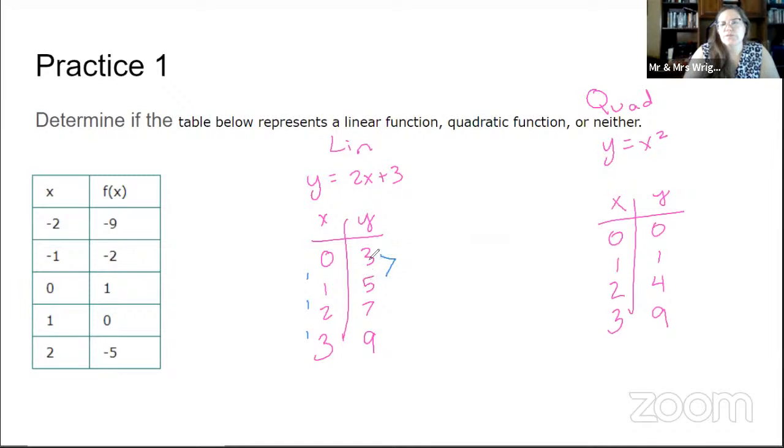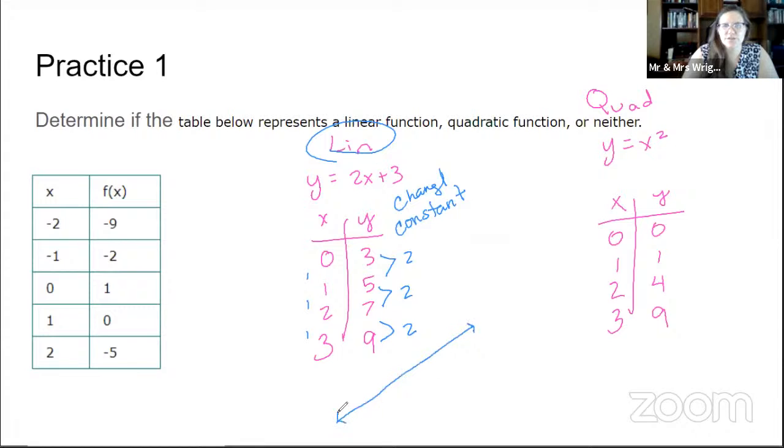So the difference between 5 and 3 is 2. The difference between 7 and 5 is 2, and the difference between 9 and 7 is 2. This is constant because it's the same number all the time. And this is our change 1. Okay, so it's our first change in these numbers, right? So we can tell that this is linear just because of the slope, because it's always constant. It's going to look like a line.